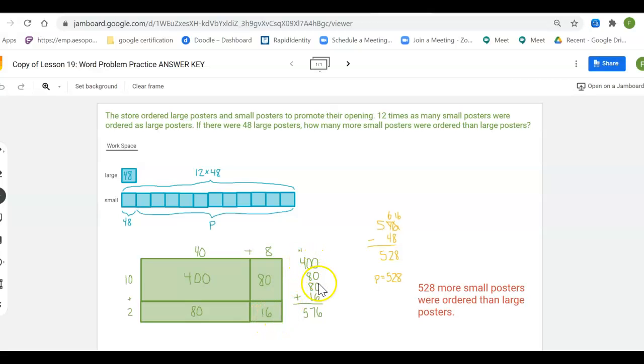So we have to add all those up. And when we do, we get 576. So 576 represents the small posters because we multiplied that already. But our question is, how many more small posters were ordered than large posters? That means you would have to find the difference between the two. So we need to find the difference between 576 and 48. So this is where we subtract 576 minus 48, and we get an answer of 528. So 528 more small posters were ordered than large posters.